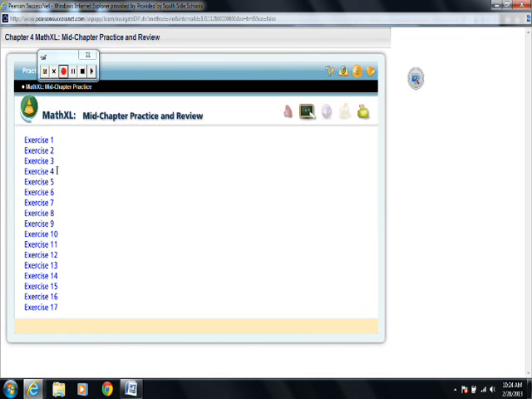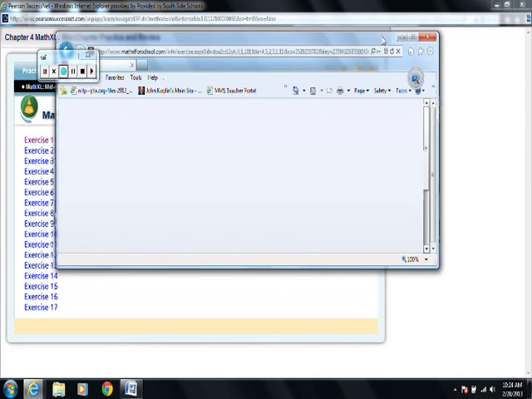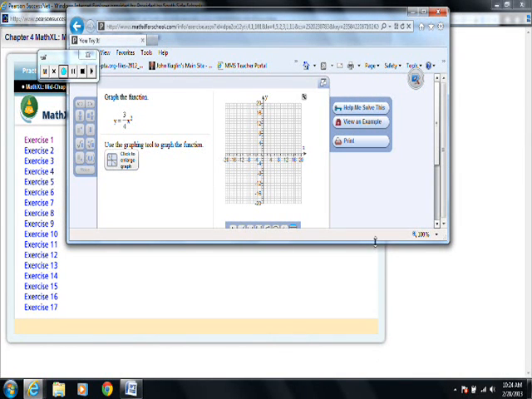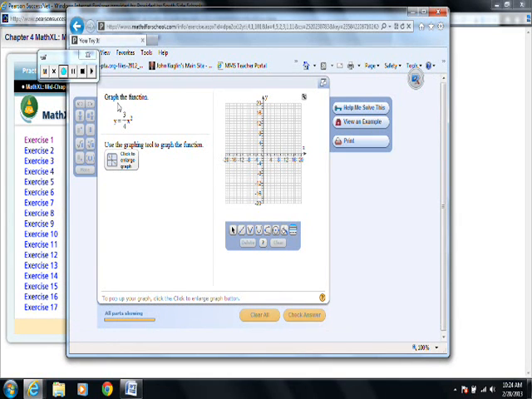This will bring up a screen that has, in this particular chapter, 17 exercises that should kind of overview what they need to know for their quiz. Let's start with the problem, like example number 1. When your student opens this problem, you will be able to see that they need to be able to graph a function.